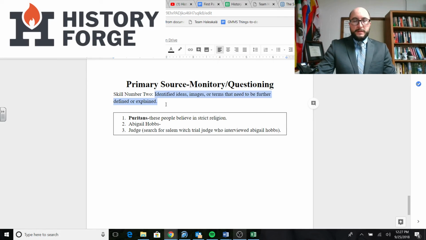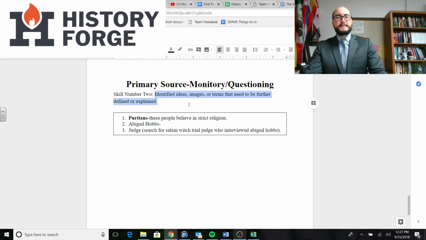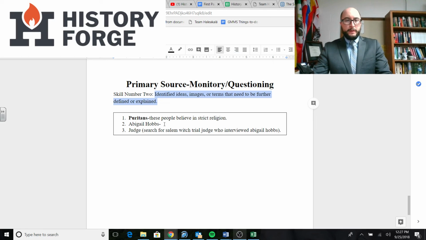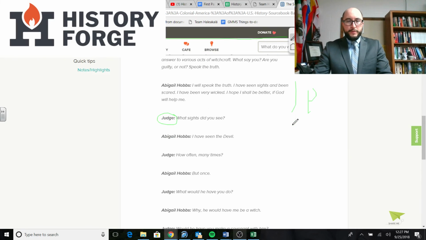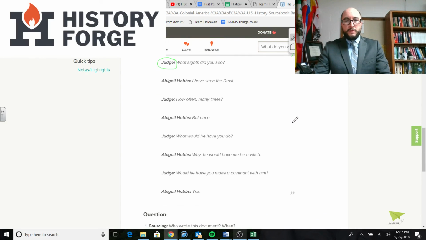If you look at this, all we're doing is identifying ideas, images, or terms that need to be further defined or explained. That's it. We don't know who the judge is. We know very little about Abigail Hobbs. We just figured out what Puritans are. And if we scroll through this, we might find more information that we don't really know.